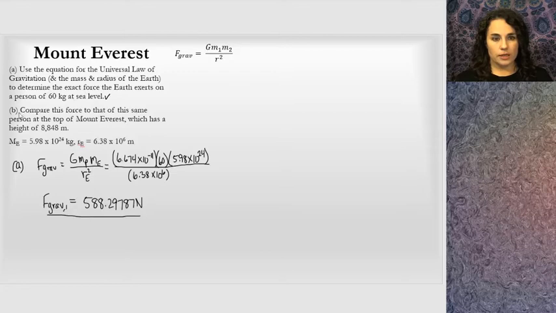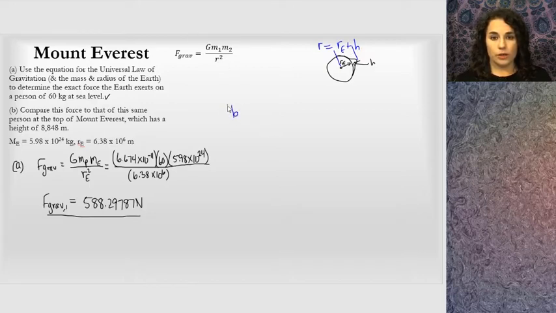So that part's done. Part B says compare this force to that of the same person on top of Mount Everest, which has a height of 8,848 meters. So when I think about Earth, here's the radius of the Earth. And when this person is standing on the mountain, I'm going to exaggerate this mountain here. There's this additional height such that the radius, the center of mass to center of mass radius, will be the radius of the Earth plus the height of Mount Everest. That will be the radius that we'll want to put in this equation.